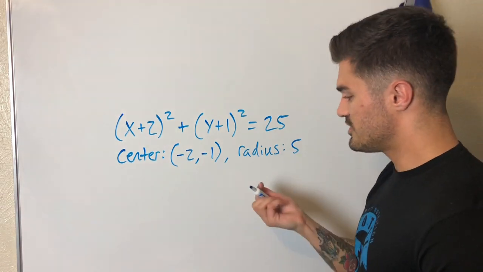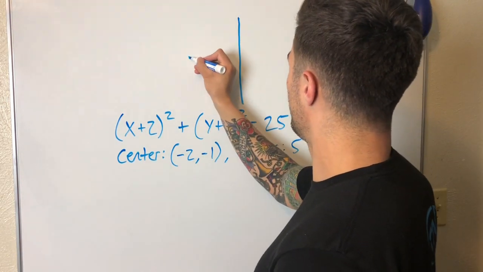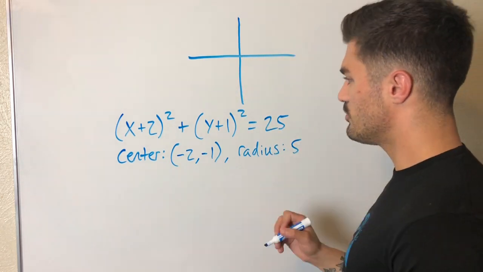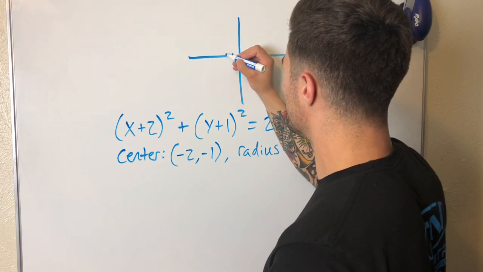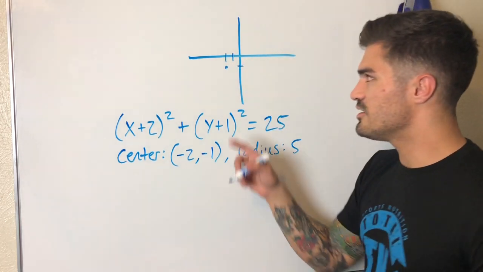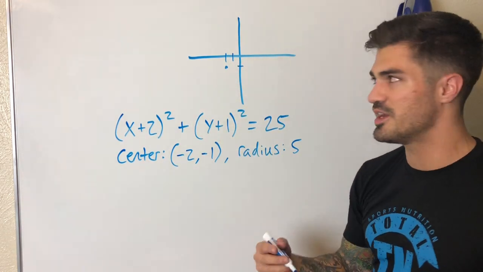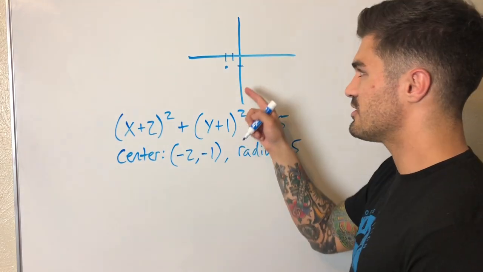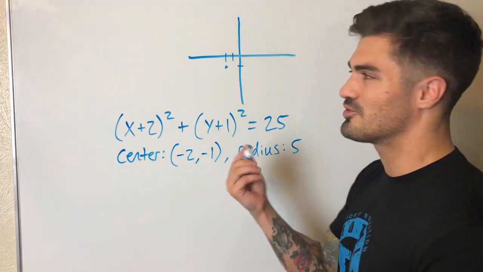All right, so let's see. I'm going to draw my y-axis and x-axis. Hopefully everyone will be able to see this graph. My center is at negative 2, negative 1. So that point there. And then remember, the distance from the center to any point on the circle is 5. That's what the radius means. So I'm going to go left, up, right, and down 5 units, and then just draw a circle through all those points.